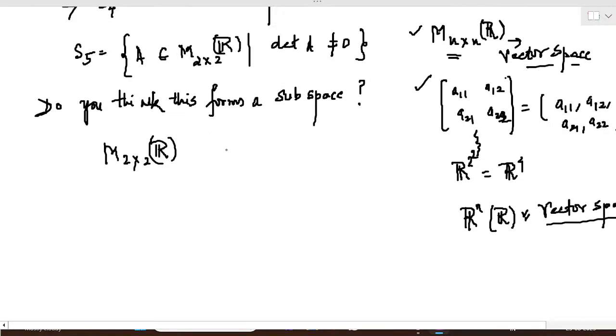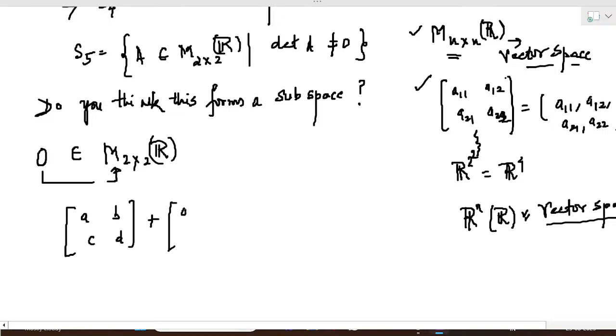So it indeed does not form a subspace, because always remember the zero matrix belongs to this, and this will be an additive thing. If you take a 2 cross 2 matrix, let us say A, B, C, D, and add 0 0 0 0, only then you will get A, B, C, D, right? So what does it imply? It implies that this 0 0 0 0 is your additive identity.